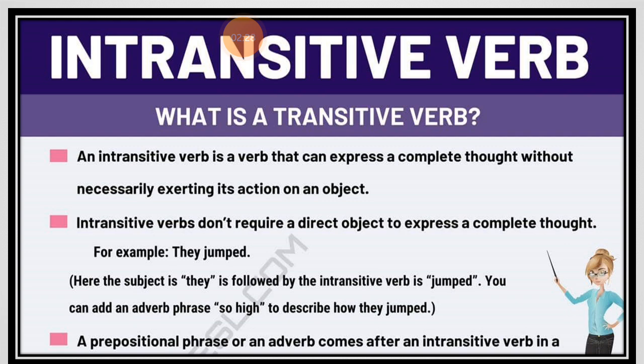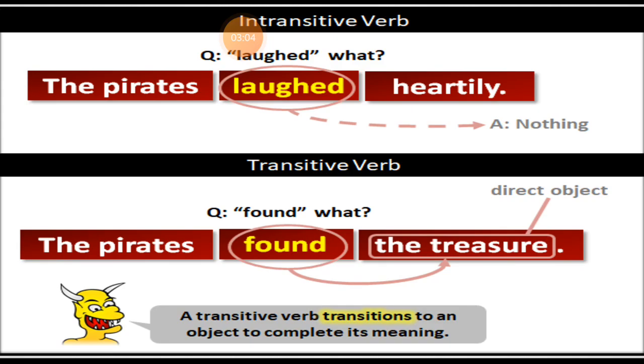Now we see the intransitive verbs. What is an intransitive verb? An intransitive verb is a verb that can express a complete thought without necessarily exerting its action on an object. So an object is not required. Intransitive verbs don't require a direct object to express a complete thought. For example, they jumped. There is no need for any kind of direct object. Here the subject, they, is followed by the intransitive verb jumped. You can add an adverb phrase, so high, to describe how they jumped. So, an intransitive verb does not need any direct object.